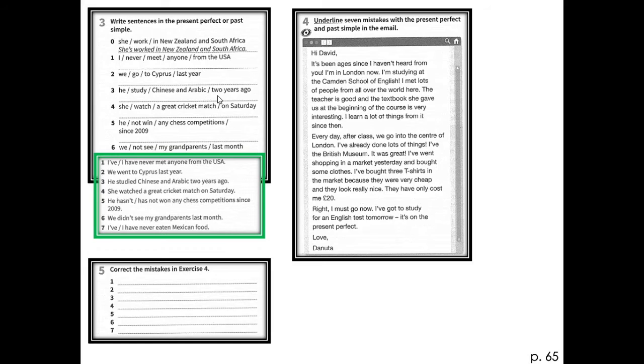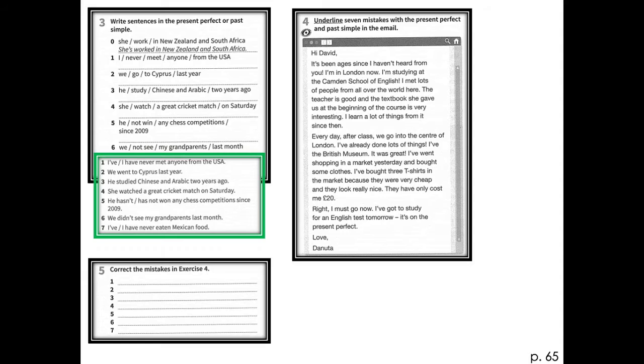Alright, number three, again, you see there's a time expression here, 2 years ago. That means it has passed, it's completed. It's not doing this anymore now. Right, so number three should be he studied Chinese and Arabic 2 years ago. Number four, okay, she and then watch great cricket match on Saturday. Right, so we are assuming this Saturday has passed already, right? Because it's given here on Saturday. So the answer is she watched a great cricket match on Saturday.